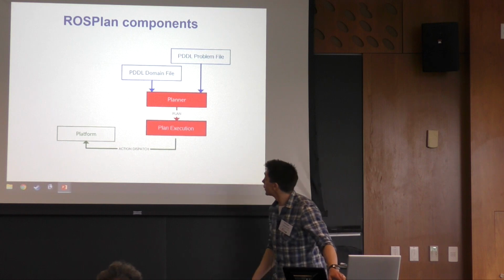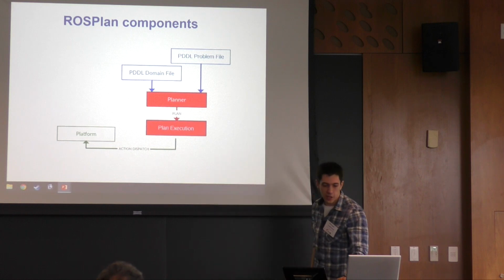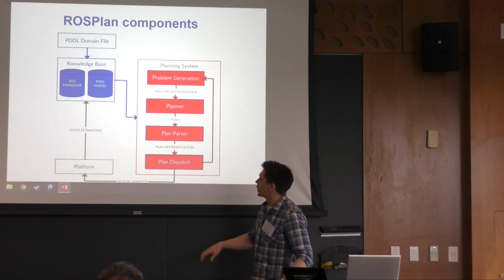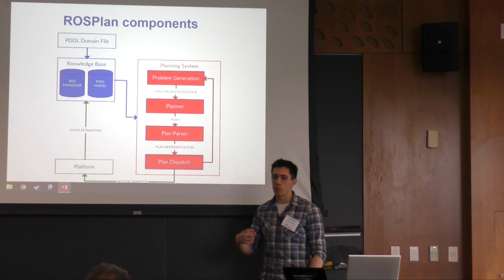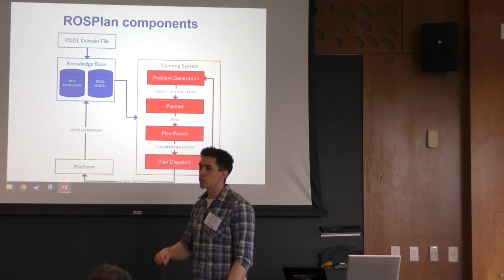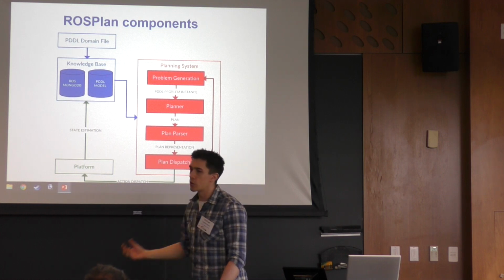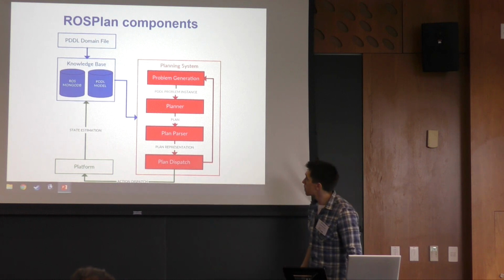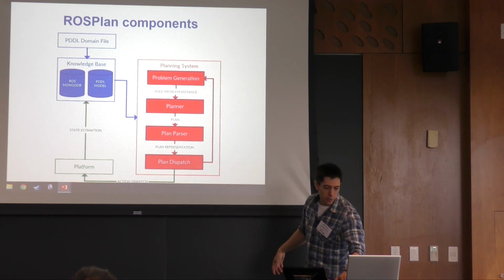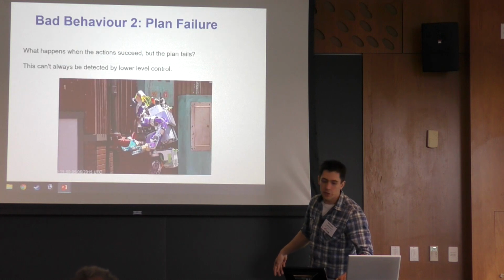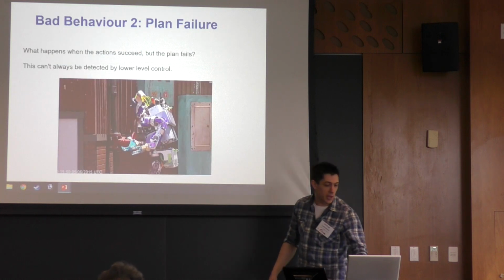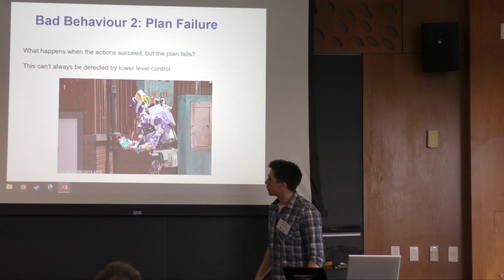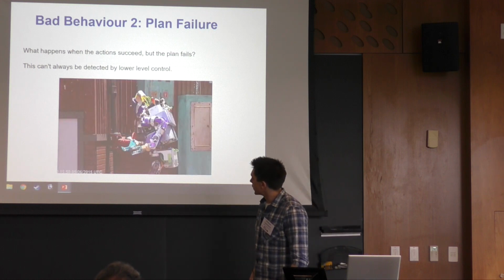Putting all that together, we started with this simple thing, and now we have a number of new nodes and a slightly more robust system. If you downloaded ROSPlan and launched one of the demo launch files, this is the kind of setup that you start with. But I'll describe it a little bit more after I've talked about the other kind of bad behavior, which is plan failure. I have this kind of example of some bad behavior.